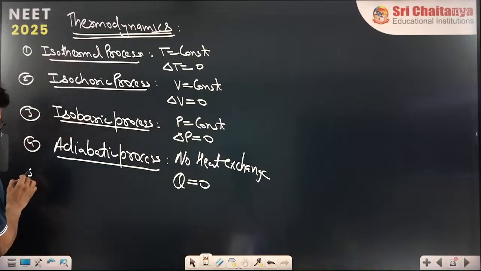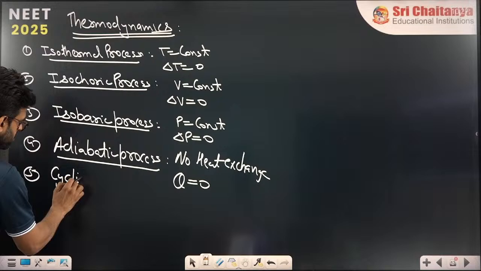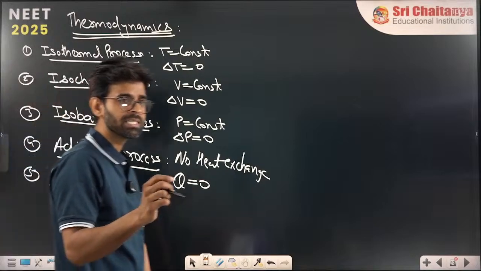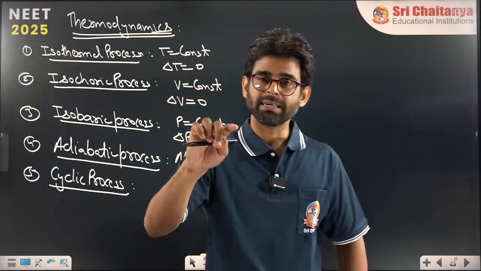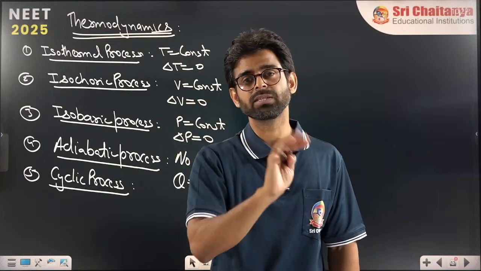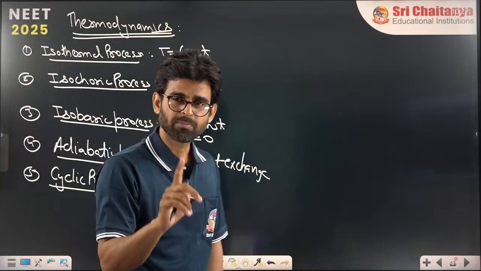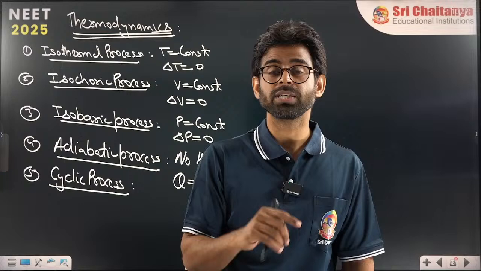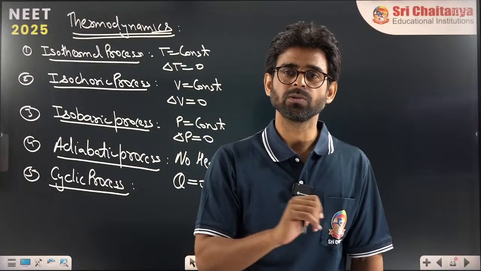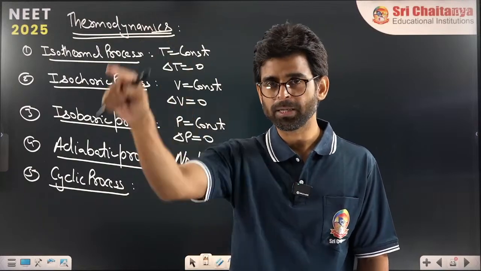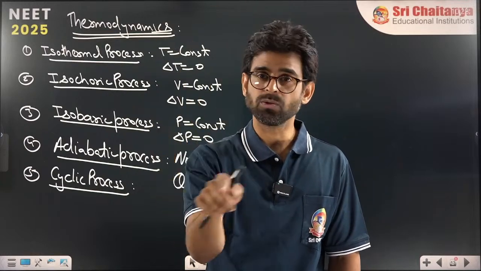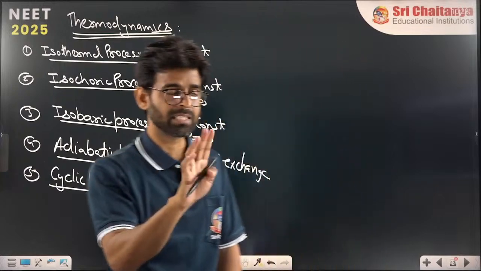What is the meaning of cyclic process? Cyclic process means when final condition and initial condition are the same. You are traveling through a path, but you are coming to the same state finally as the initial state. We call it the cyclic process. In cyclic process, every state function change value will be 0. But path functions will be non-zero. Like if I am going from here to here, delta U, delta H, delta G, everything is 0. But work done is not 0. Okay? Heat change is not 0.